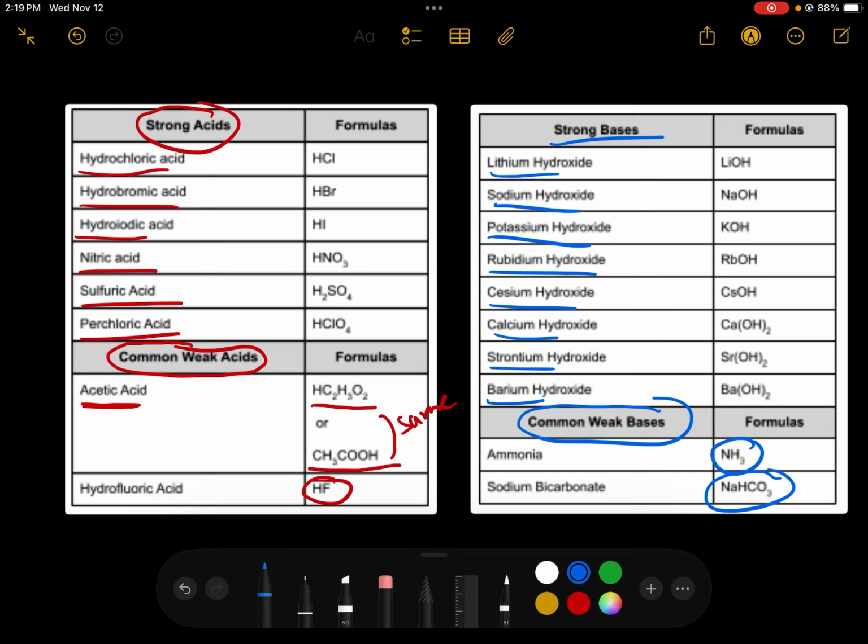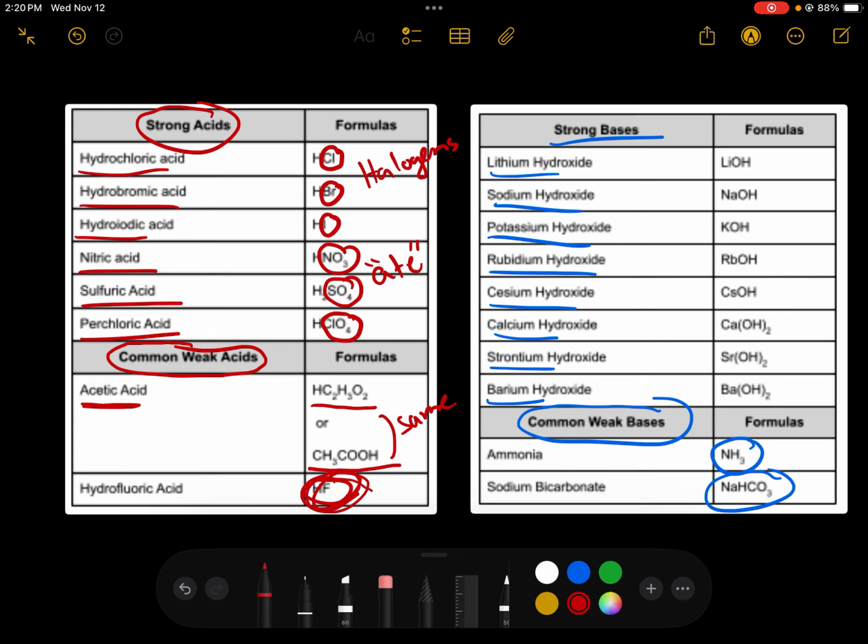The bad news for you is that you do in fact have to memorize these, but the good news is that there's an easy way to do that, because chlorine, bromine, and iodine, those are all halogens. And then nitrate, sulfate, and perchlorate, those are all polyatomics. So if you remember halogens and polyatomics, you're most of the way there. The only exception to the halogens rule is going to be HF, and we'll go over why that's an exception to it second semester.